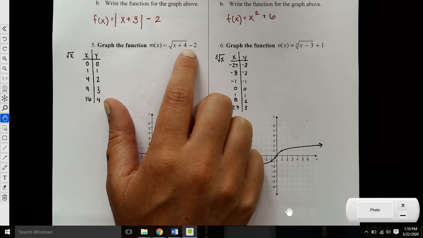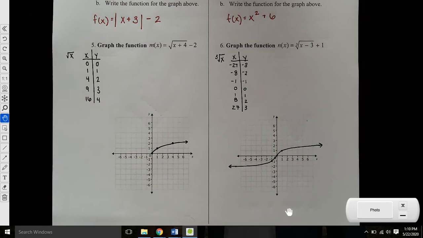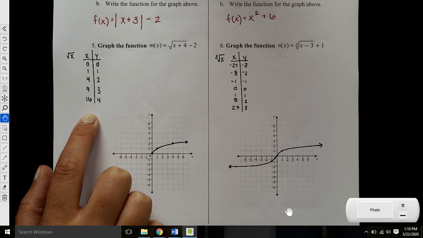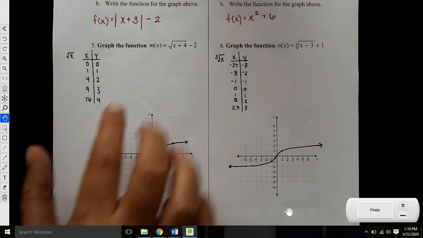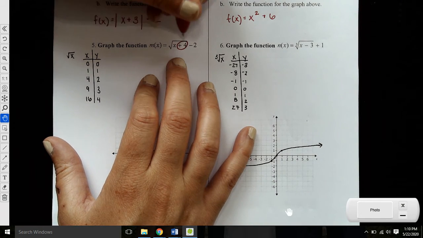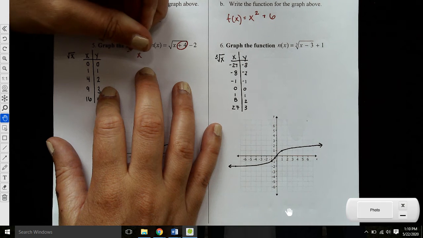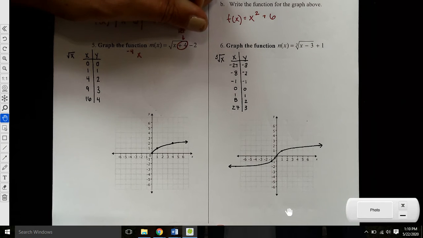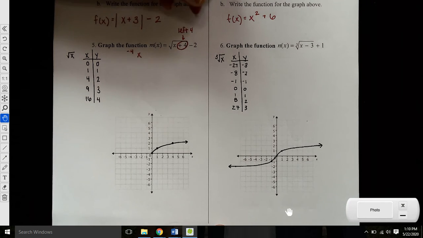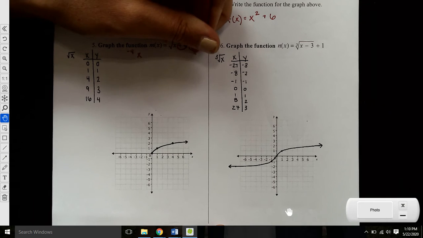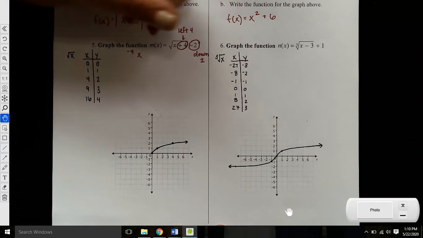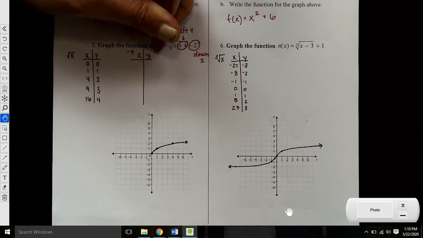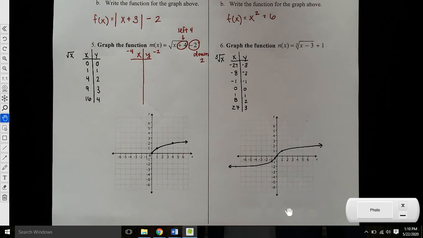So the parent function here is the square root of x. So here is the table that goes with the square root of x. So now I notice that on the inside, I've got +4, which means whatever happens to my x's, each one is subtracting 4. So that's going to go left. On the outside, I have -2. So that means it's going to go down 2. So when I write my y's, I'm going to take my original y's and I'm going to subtract 2 from each of them. So let's see how this looks.